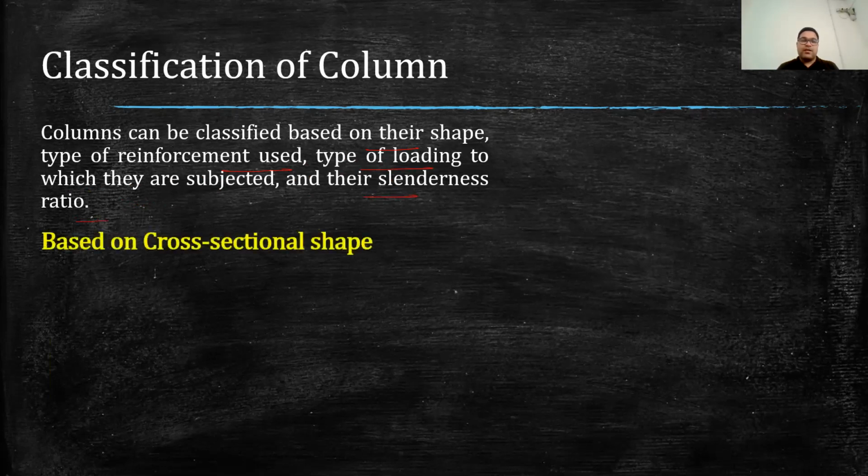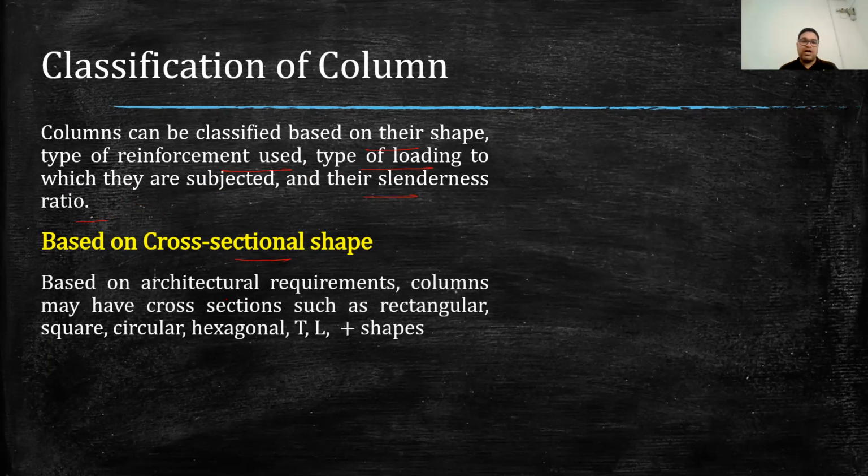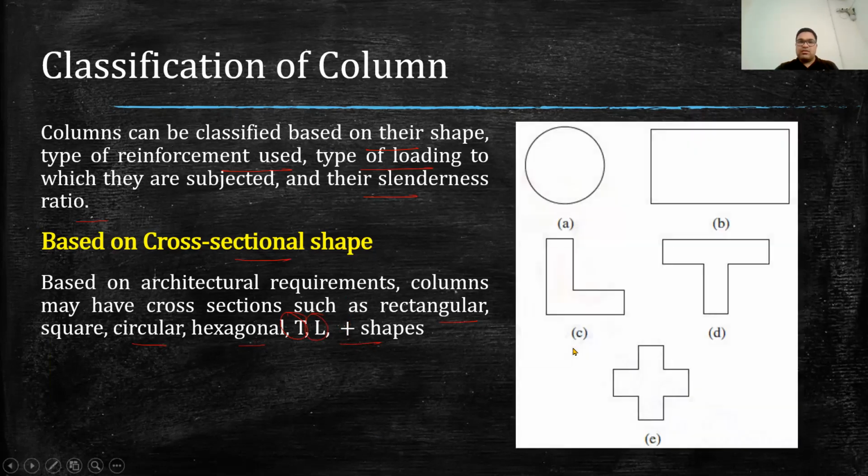First we will see the classification of column based on cross-sectional shapes. Cross-sectional shapes of column can be based on architectural considerations. So, based on architectural considerations, we can have various shapes of cross-section of column. It may be of square shape, it may be of rectangular shape, or it may be circular or hexagonal, or T shape, L shape, plus shape. So there may be various shapes of column based on the architectural requirements and considerations. That is one classification of column based on its shapes.